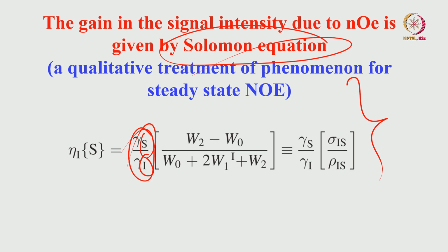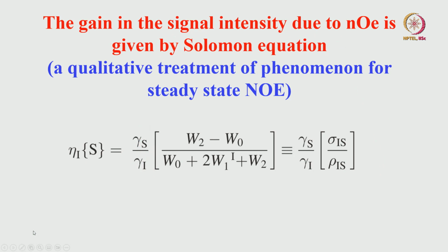I do not want to go to the mathematical description to arrive at everything, but this is the final expression called Solomon equation. Eta is always referred to as the symbol for gain in the NOE factor. Bracket S means I am irradiating that spin. I am irradiating the S spin and I want to see the gain in the intensity for I spin. What happens if I irradiate S and see the gain in I spin? That is given by this expression.